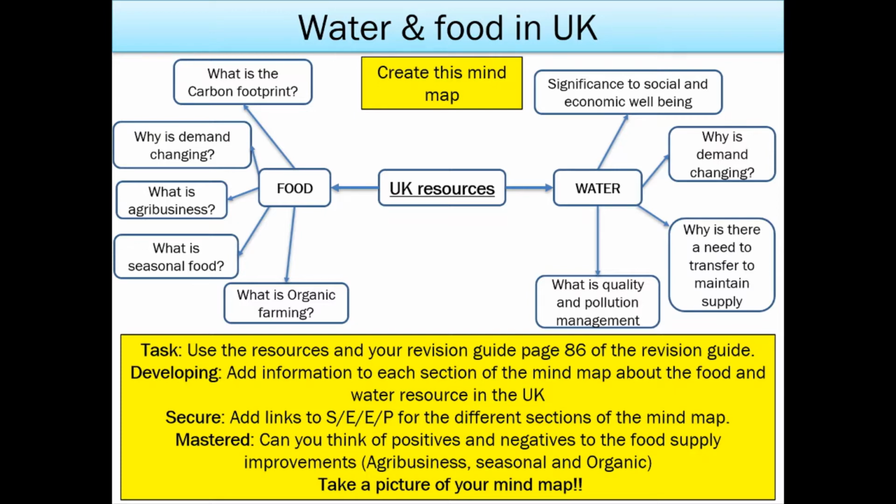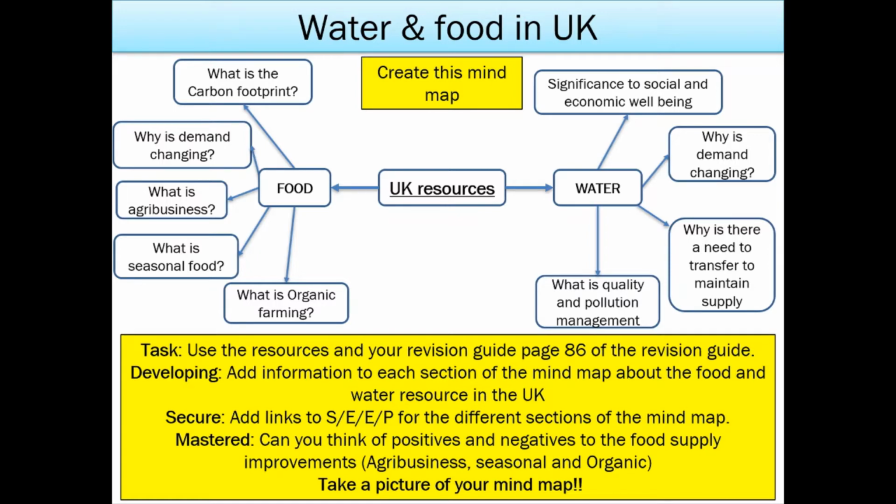For secured, I then want you to link to SEEP for the different sections of the mind map. So that's linking to social, economic, environmental, or political. And can you explain why it links that? So if you're going to say it's a social impact, why is it affecting people? Okay. For some of the branches on the mind map, they will not actually link to SEEP. So it's just for the ones that you think will link to SEEP.